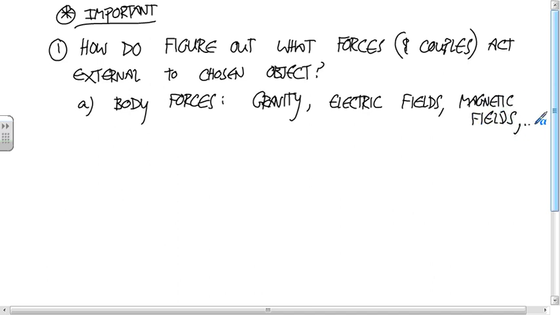Okay, so first account for those things. And then the only other thing you have to worry about is imagine going around the outside of the body and just taking inventory of where there's contact made with another object. Those contact points create loads that we'll call tractions.